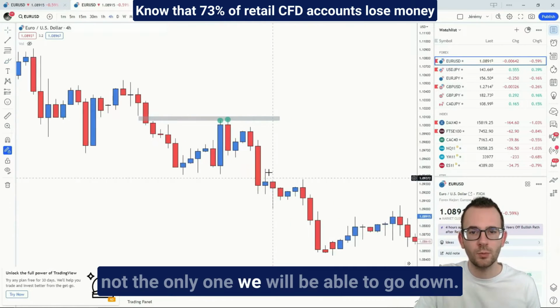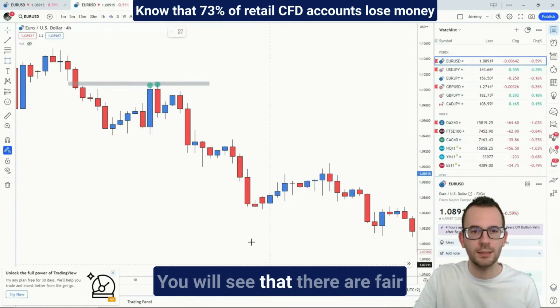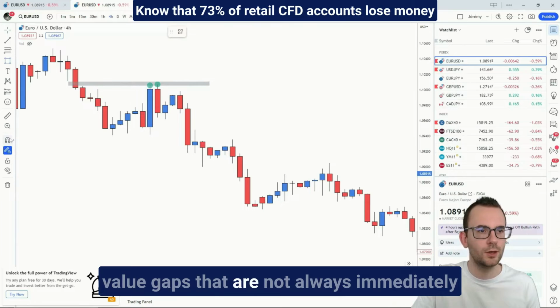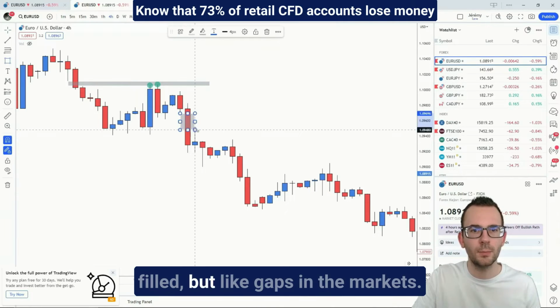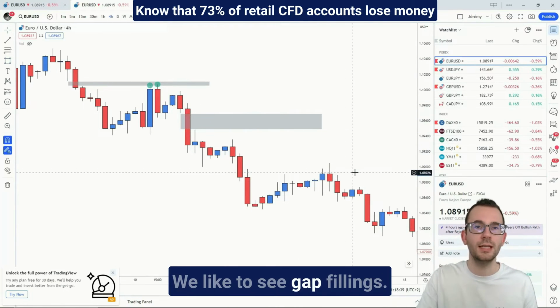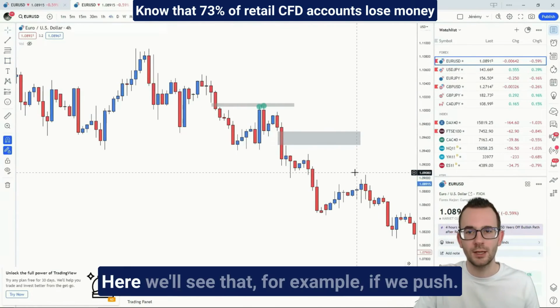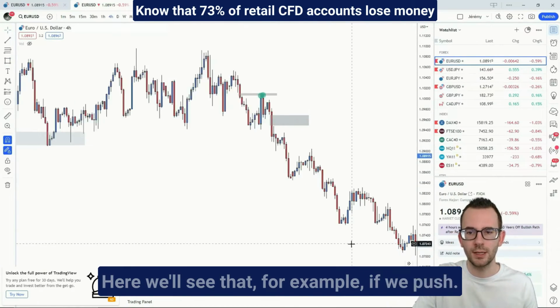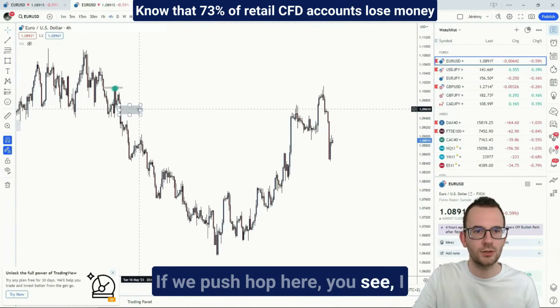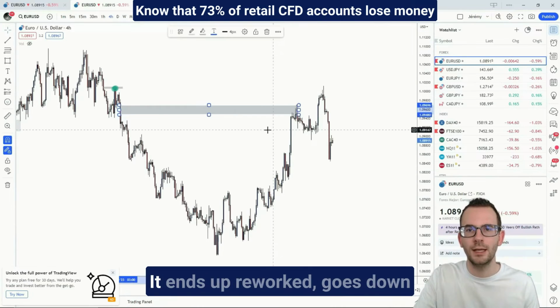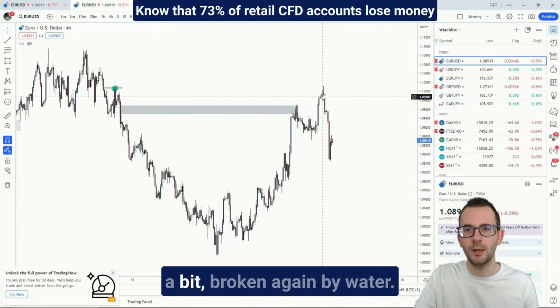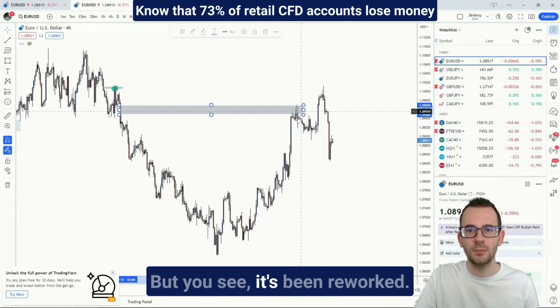Not the only one, we will be able to go down. You will see that there are fair value gaps that are not always immediately filled, but like gaps in the markets, we like to see gap fillings. Here, we'll see that, for example, if we push, you see I spread it out as much as possible. It ends up reworked, goes down a bit, broken again, but you see it's been reworked.